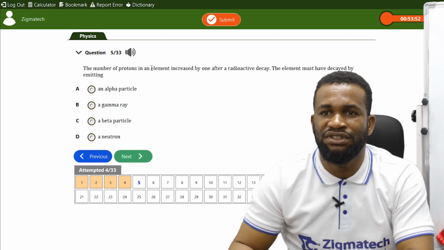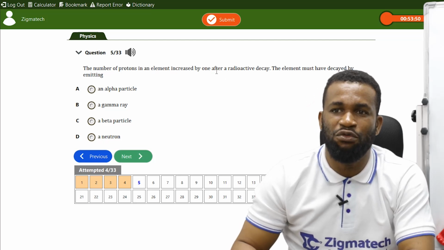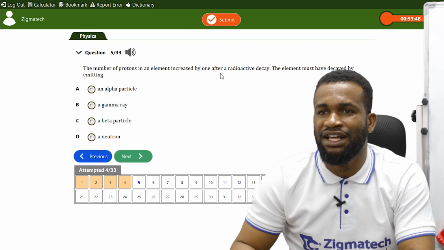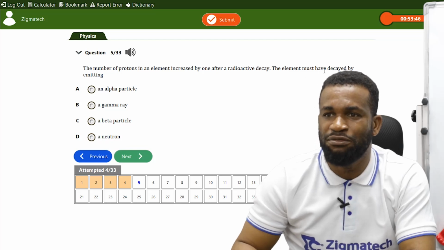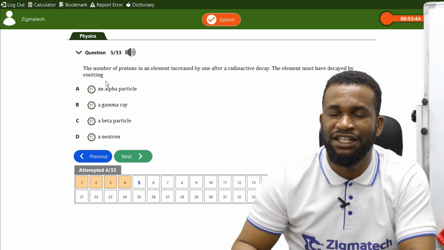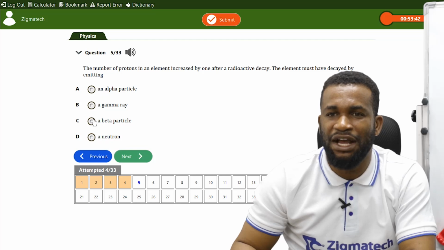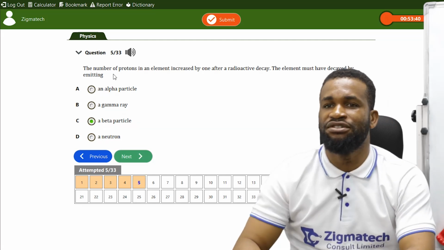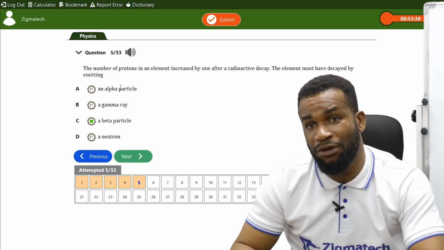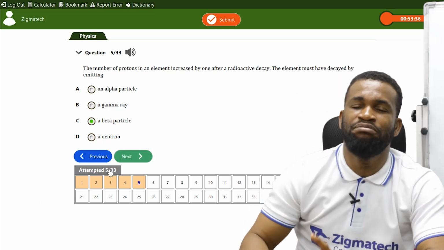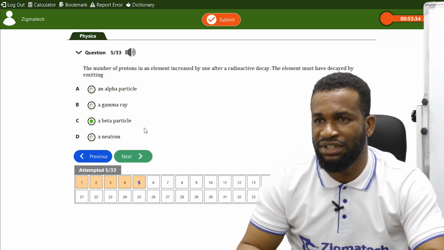Finally, one more question. The number of protons in the element increased by 1 after a radioactive decay. The element must have decayed by emitting beta. It is beta that will increase. If the proton number increases by 1, that means 1 beta particle must have been emitted.